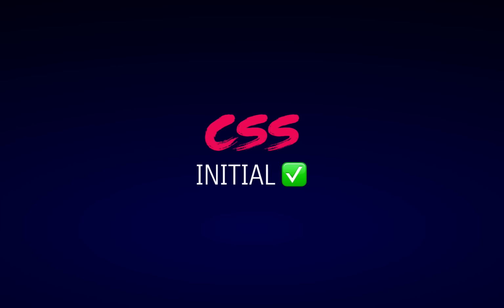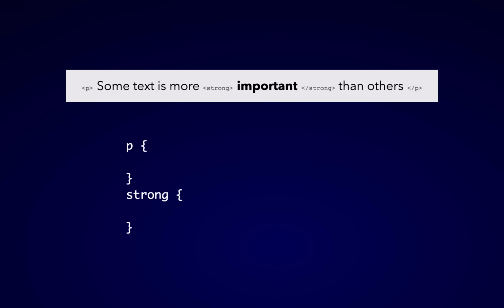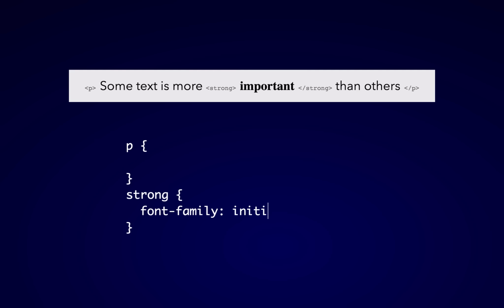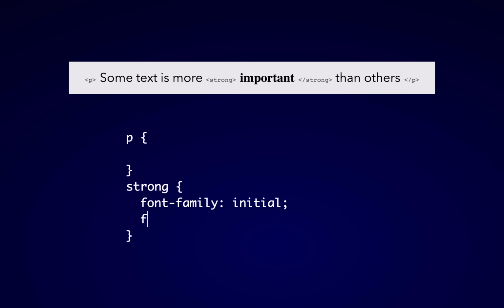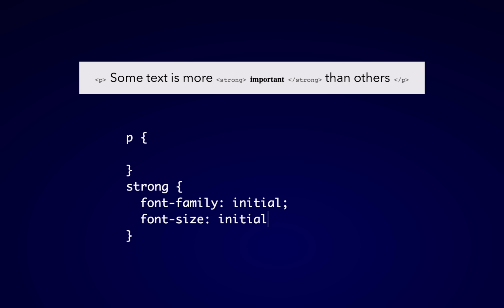So now we know what an initial is, let's look at inheritance. Not all properties default to the CSS initial, some default to an inherited value, which means they get, by default, whatever their parent had. Consider this line of text with a strong tag inside a paragraph tag. If we set the strong tag's font family to be initial, we see it changes to Times New Roman, which is an application level or operating system default. The same thing applies for font size initial. It renders at the default size of 16 pixels.